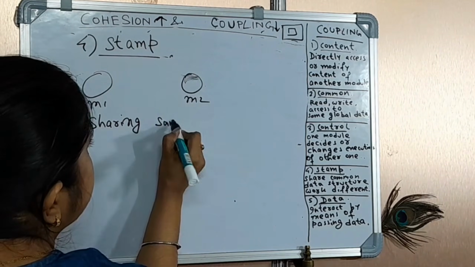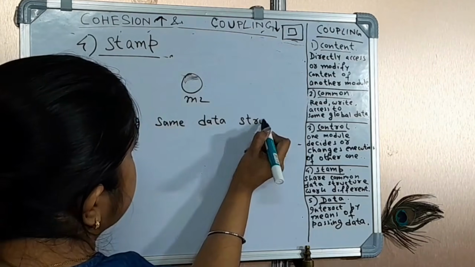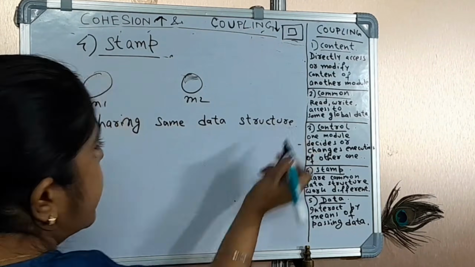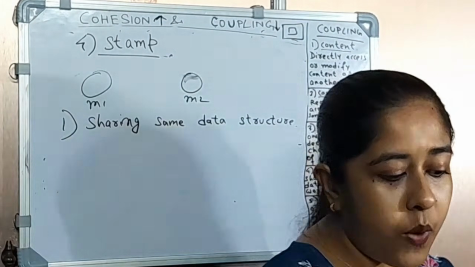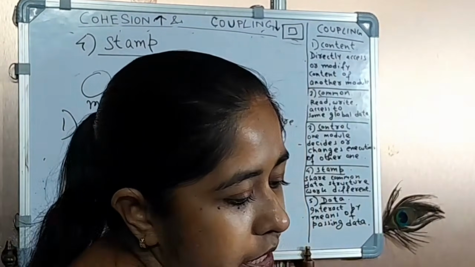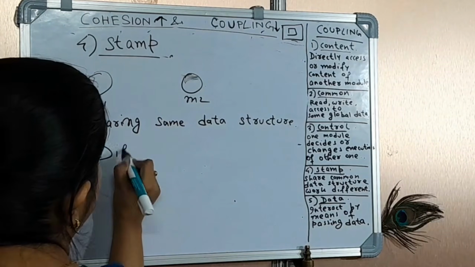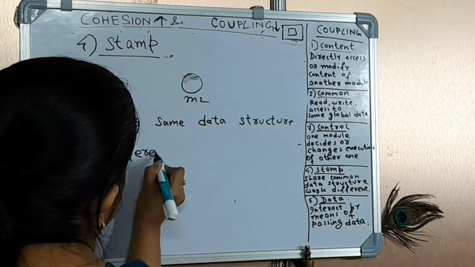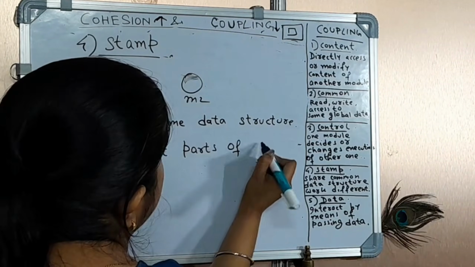Sharing same data structure. Okay, their data structures are the same. Whatever data they are doing, their data structure is the same. But what is different? They are working on different parts of the data.